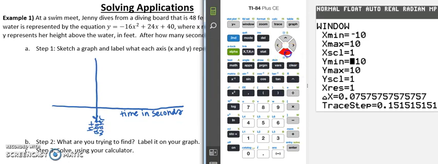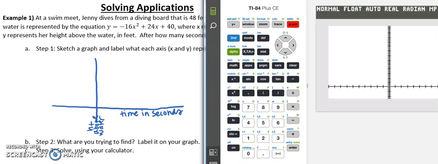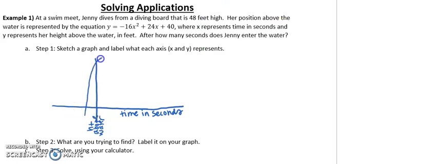Now I'm pretty sure in our class we're going to tell you what to change it to. So I'm going to tell you right now, hit window, change your y max to 50. If you do that and then hit graph again, suddenly we can see the whole parabola. So you've got something like this going on.